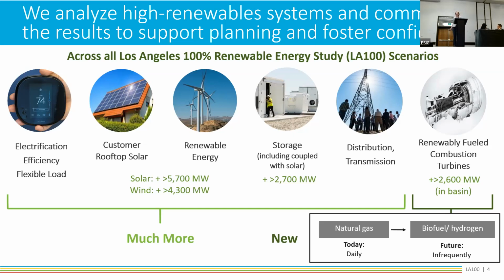They all had a lot of demand side electrification, a lot of energy efficiency. They have flexible load. They have a lot of customer rooftop solar and some customer storage. They have a lot of wind and solar. And they have a lot of utility scale storage as well as distribution and transmission upgrades. And then to get to that last 100%, this study also made the assumption that LADWP is an island. And so to meet the last little bit, they needed renewably fueled combustion turbines to get to 100%.